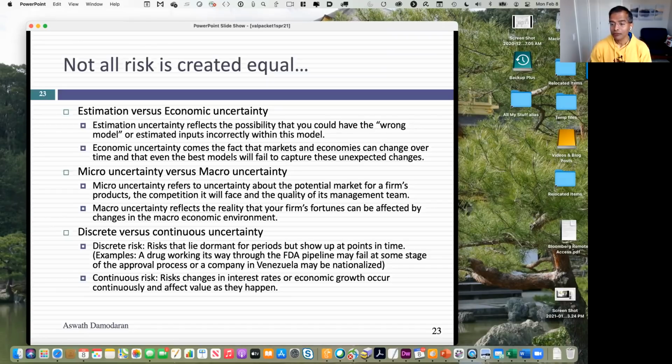That could change. That's okay. Second, uncertainty can be micro uncertainty or macro uncertainty.